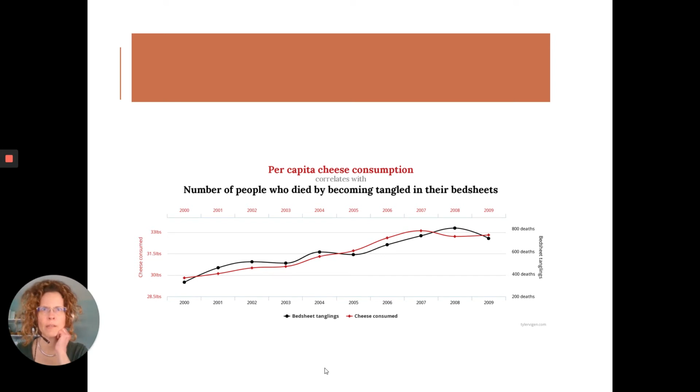What a terrifying thought, especially if you live in Wisconsin, where, let's face it, we love our cheese, right? This is a spurious correlation. One does not have anything to do with the other. It just so happens that if you plot them together, it looks like they're correlated. They are correlated, but one does not cause the other. Let's do another example.